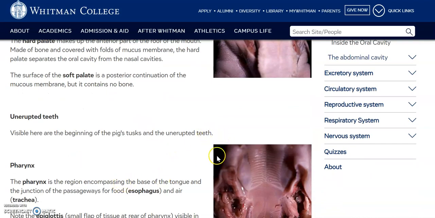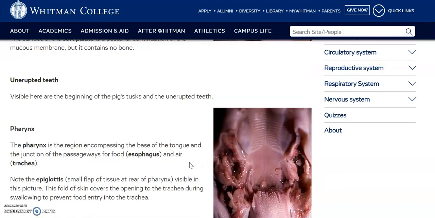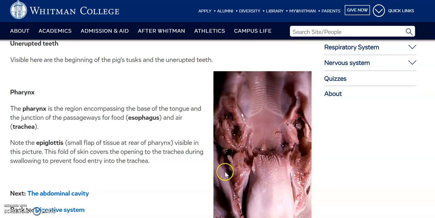Now we have your teeth, obviously. In pigs, they're going to be a little bit different, because this is a fetal pig, so its tusks haven't fully developed yet. But in humans, we do have teeth that help chew and grind and start the mechanical digestion of our food.